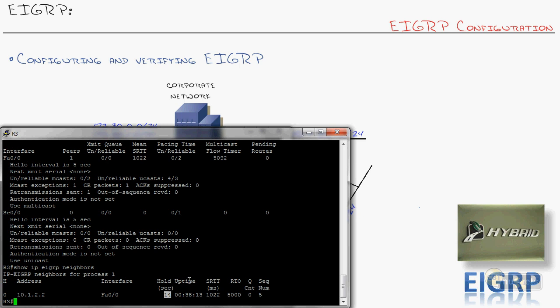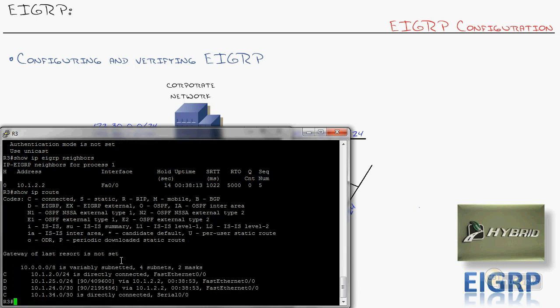Then you start diving into the stuff that's not as valuable, like how long that neighbor's been up, and the smooth round trip timer, which is how long it takes to get to that neighbor and back, because that helps gauge the hello timer. You have to at least wait for the packet to get there and back before you consider them dead. So you get into all the other stuff, but primarily, the first command I type after I configure EIGRP is to see my neighbors. They're looking pretty. Then I'll do a show IP route, and I'll go, now I feel good.